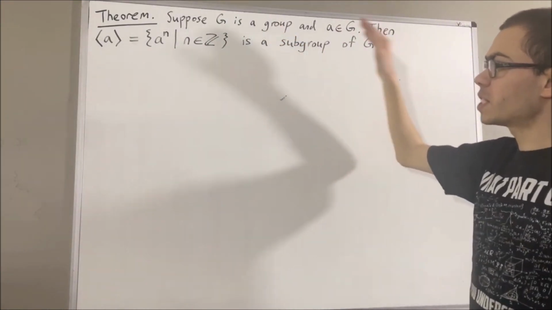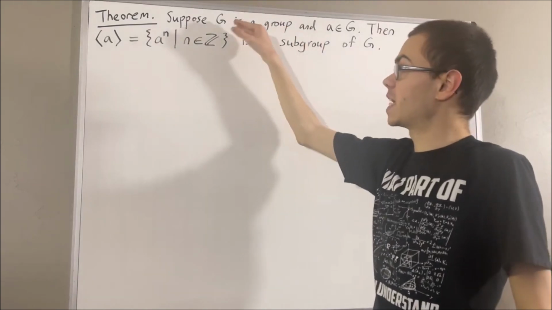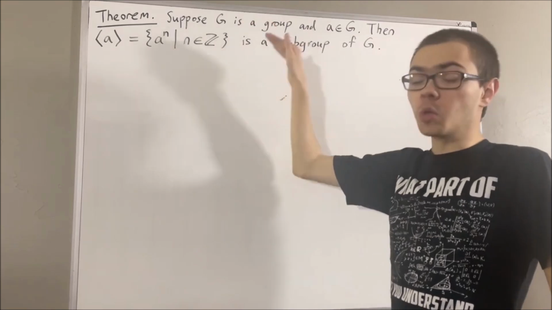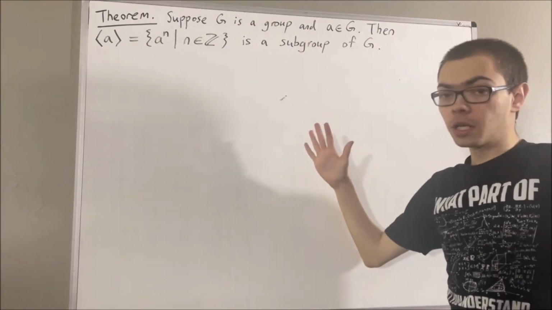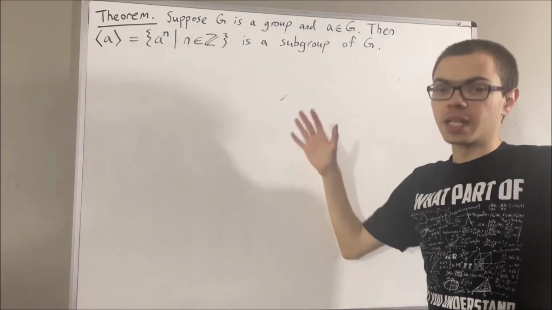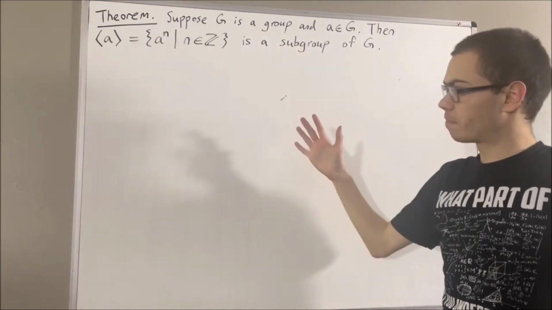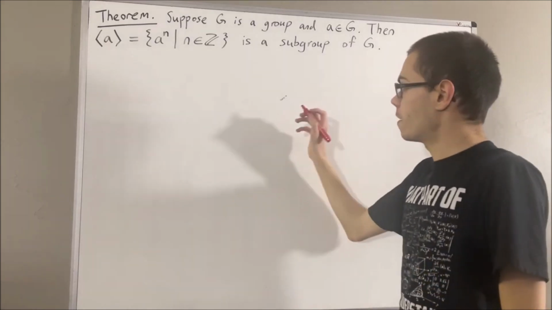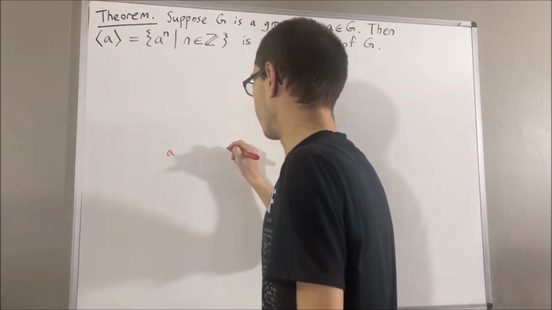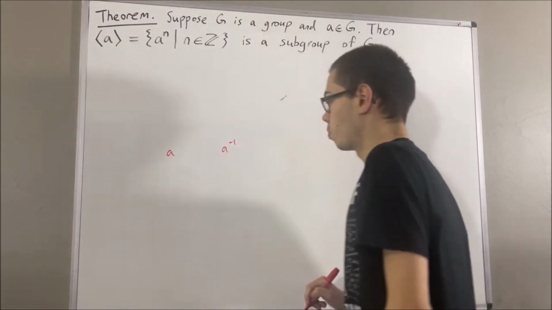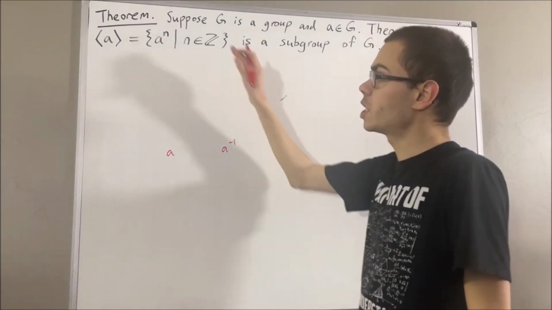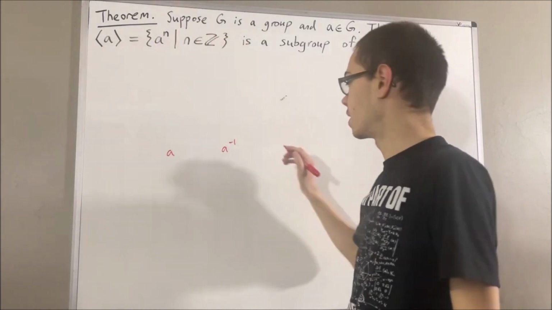Now, since G is a group, this means that G is equipped with a binary operation, such that G is closed under that binary operation. Associativity holds. G has an identity element, and every element of G has an inverse. Now, if A is any element of a group, then we denote the inverse element as A with a superscript of -1. Now, the general notion for integer exponents for elements of a group is as follows.